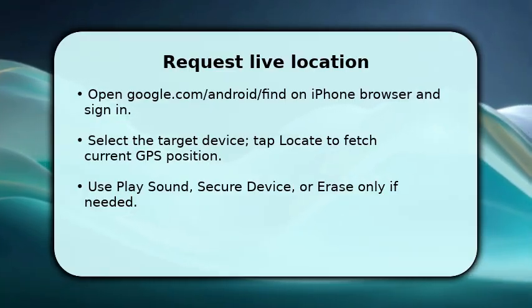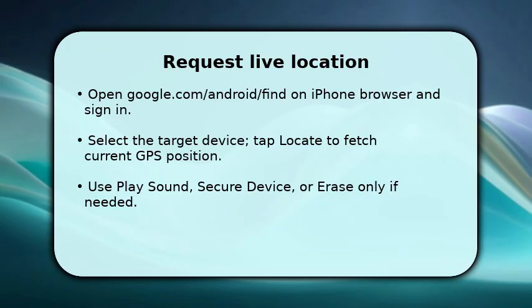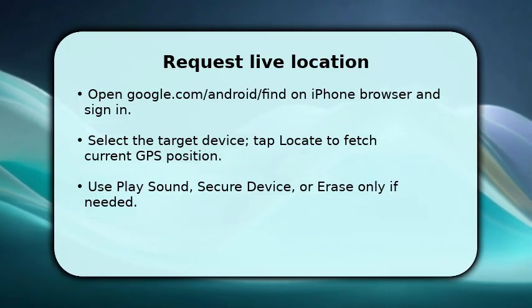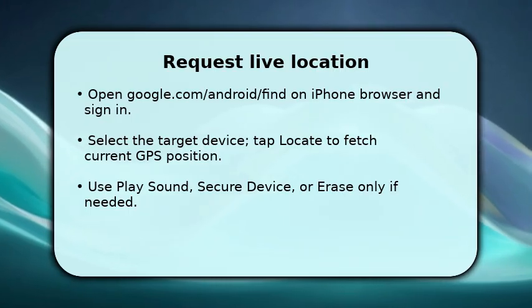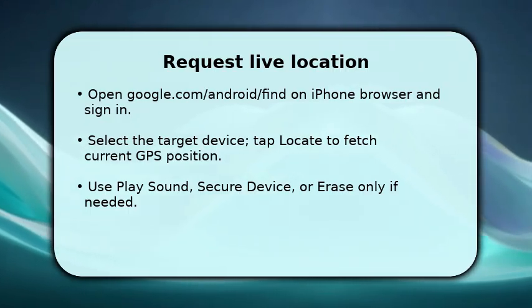If the phone is online, you'll see a map, plus options to play sound, secure device, or erase. Use those sparingly. Make sure the Android stays connected to the internet and has location services active while you monitor.